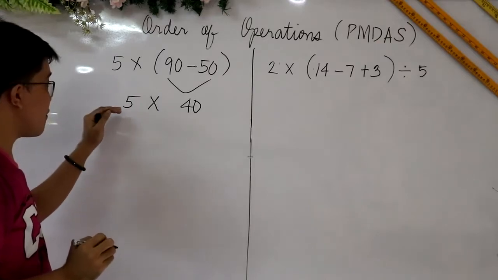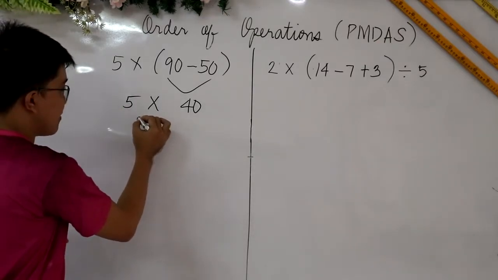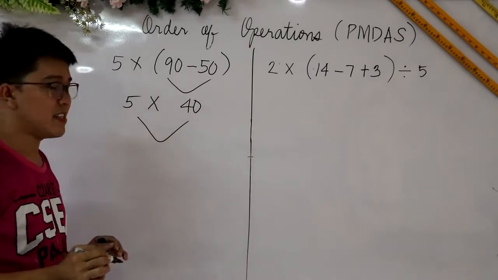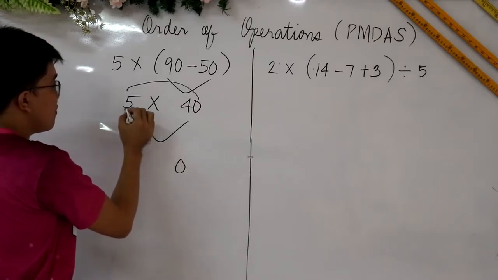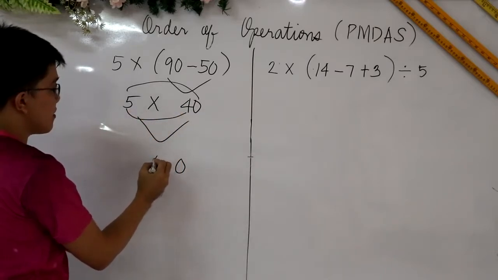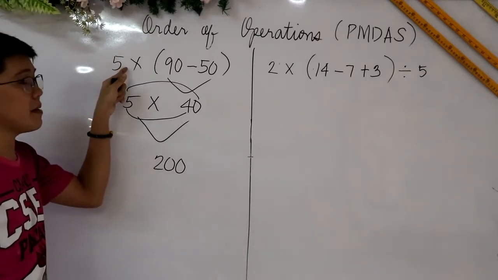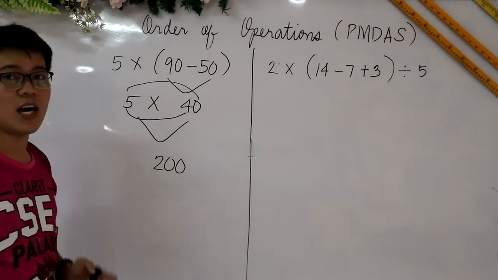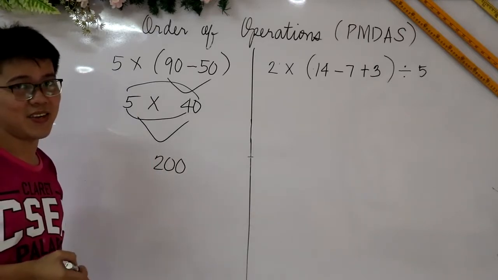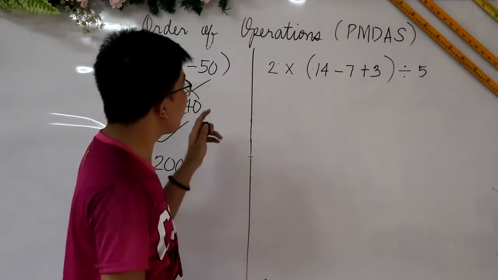So what is now 5 times 40? What do you think is the product? Let's multiply. 5 times 0, that's 0. 5 times 4, it's correct, 20. Now we say that 5 times the difference of 90 and 50 is 200. Did you get it? Let's try another example here on the right.